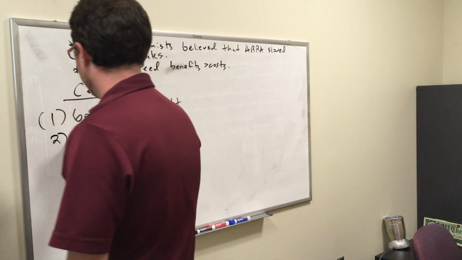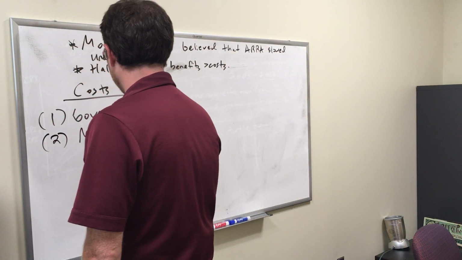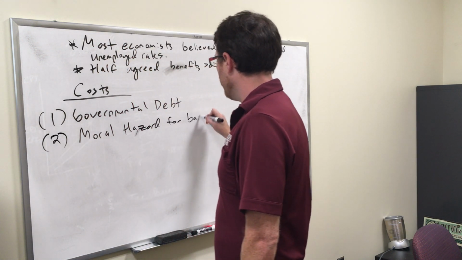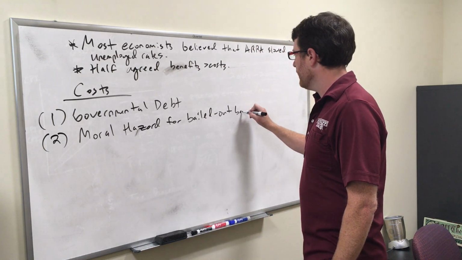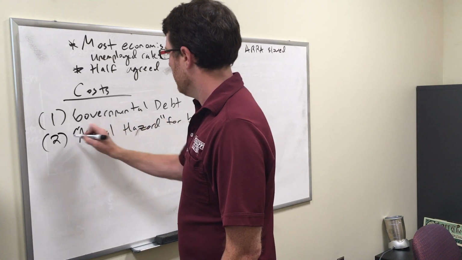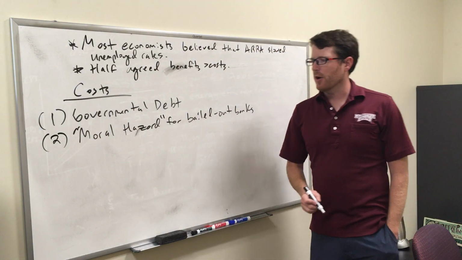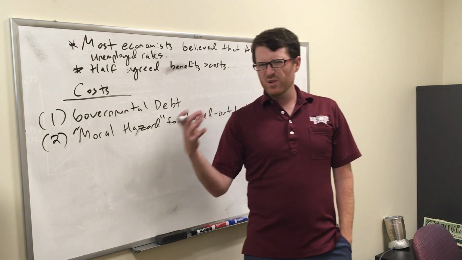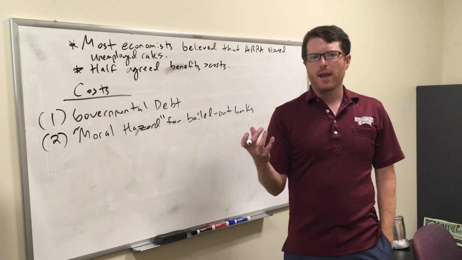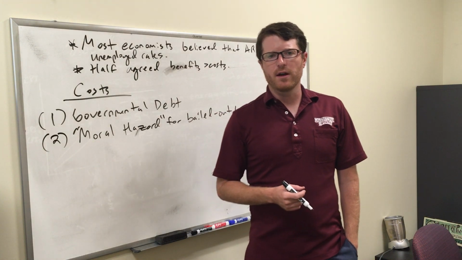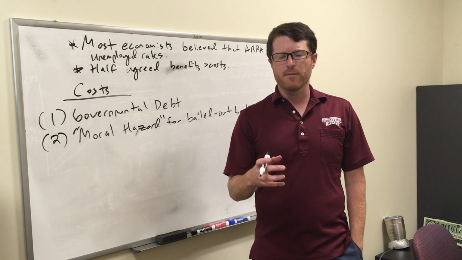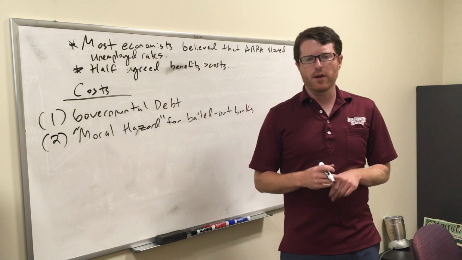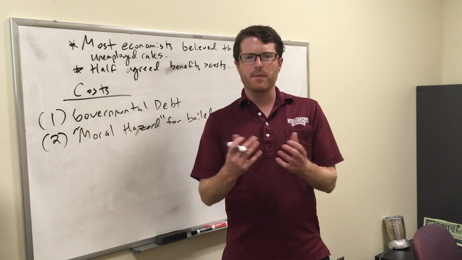Another major cost is something called moral hazard for bailed out banks. One thing the government did in the American Recovery and Reinvestment Act is essentially take some of the really big failing companies in the United States and essentially bail them out. Some cases that meant that the government actually bought the failing companies or just took them over. Or in some cases, the government would give some money to these failing companies to help keep them afloat.